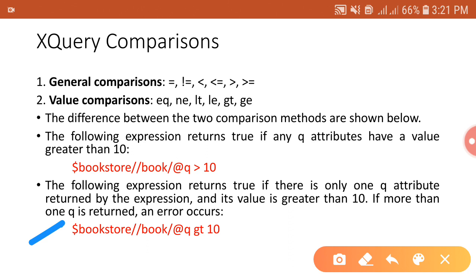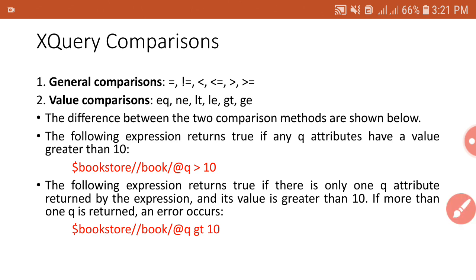So for only one you will use value comparisons, but for any you will use general comparisons. So that's it for now.